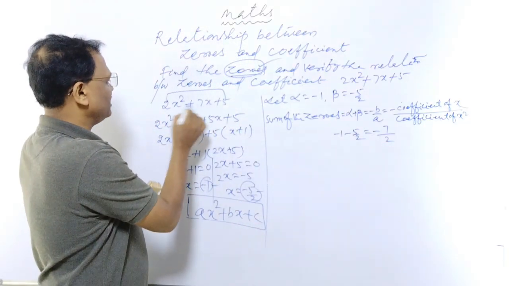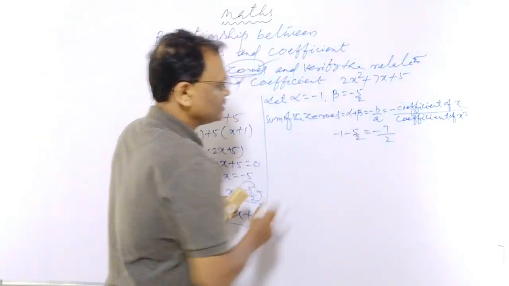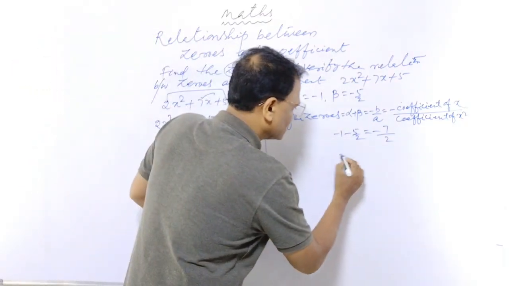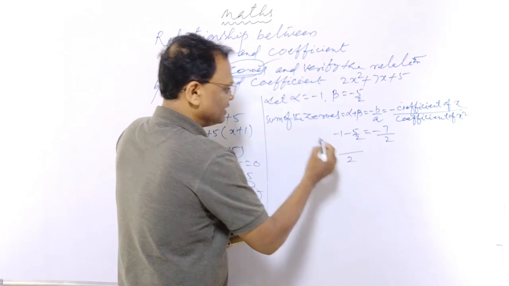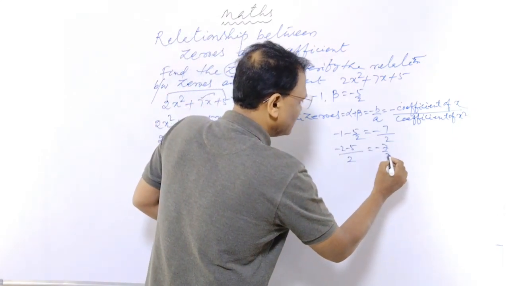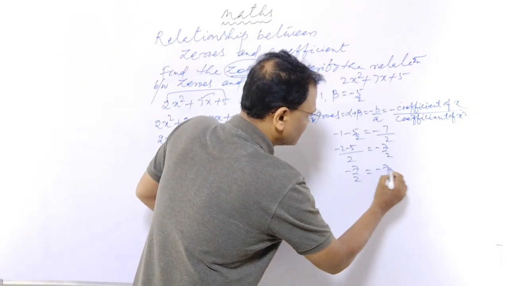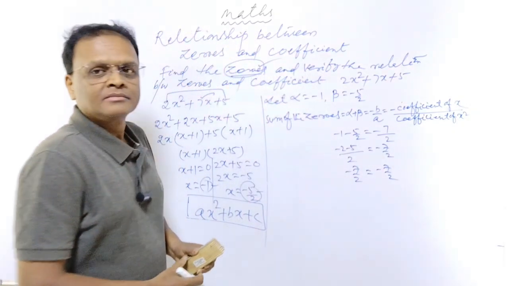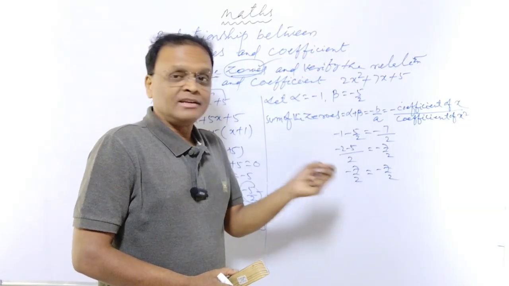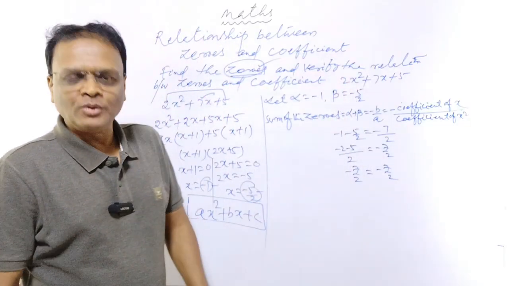The x coefficient is what? Look here, the coefficient of x is 7. So minus 7 by the coefficient of x square. The x square coefficient is 2. So what are you getting? If I simplify this, it will be minus 2 minus 5. I think both sides are equal. Minus 7 by 2 is equal to minus 7 by 2. Verified. Check the relation between the zeros and coefficient. Both the answers are equal.